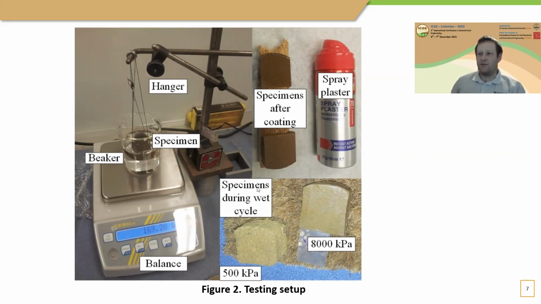And here's a picture of the specimens during a wet cycle. This is a 500 kPa sample. You can see there's lots of clods still in there, as opposed to this 8000 kPa sample, which is pretty well compacted. The good thing about this is it means we could get testing results throughout the whole shrink-swell cycle or wet-dry cycle.